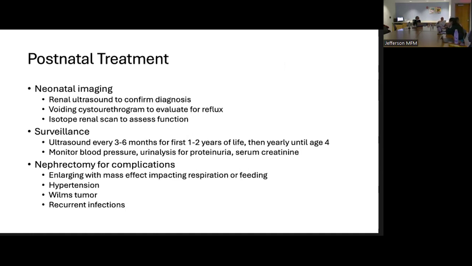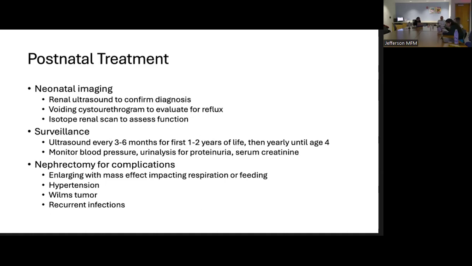So neonatal imaging, baby's going to get a renal ultrasound to confirm diagnosis after birth. Will undergo a voiding cystourethrogram to evaluate for reflux because there is that association. And then likely we'll eventually get an isotope renal scan to assess overall function. As far as surveillance, usually ultrasounds every 3 to 6 months for the first couple of years of life. Some people say to continue those yearly until age 4, monitoring blood pressures, urinalysis for proteinuria, and following serum creatinine. And then you're doing a nephrectomy only for complications at this point in time.